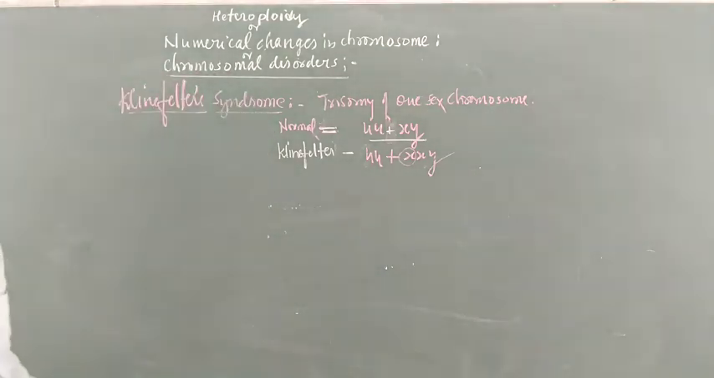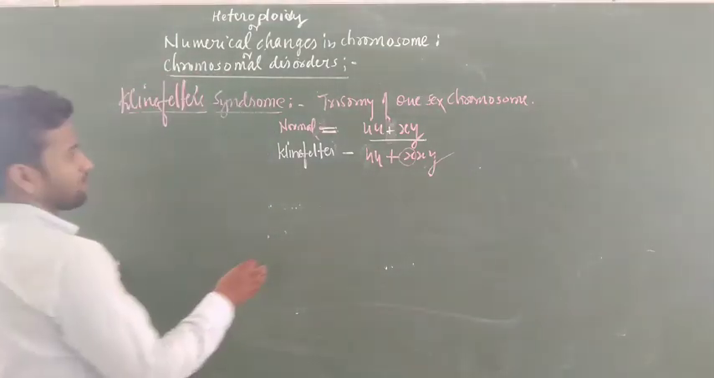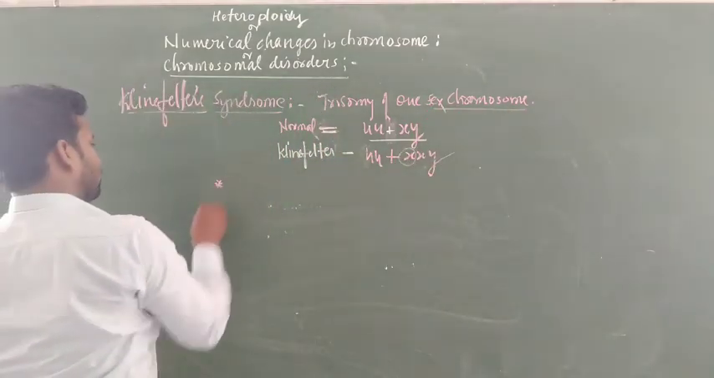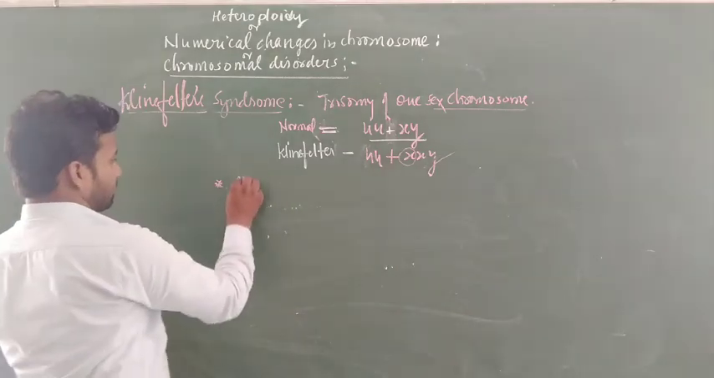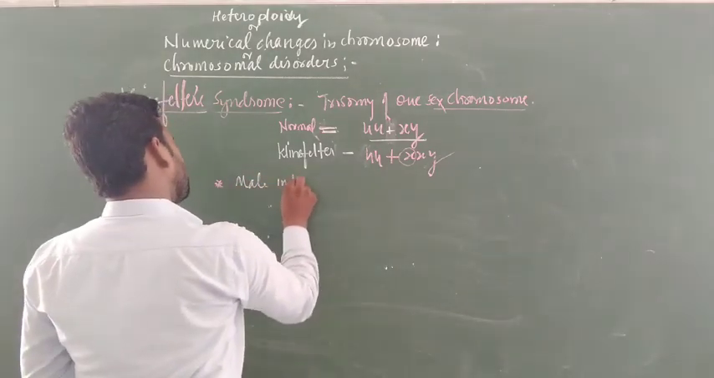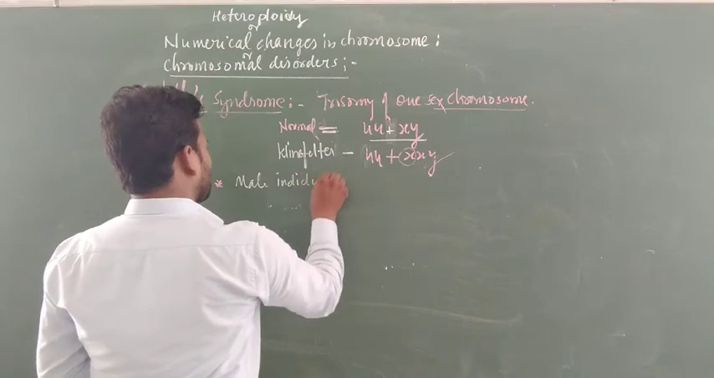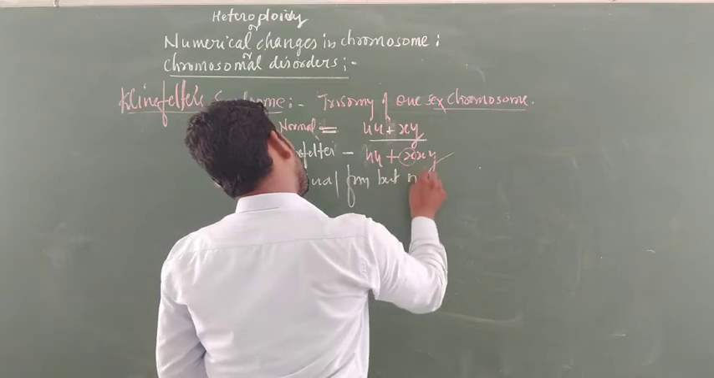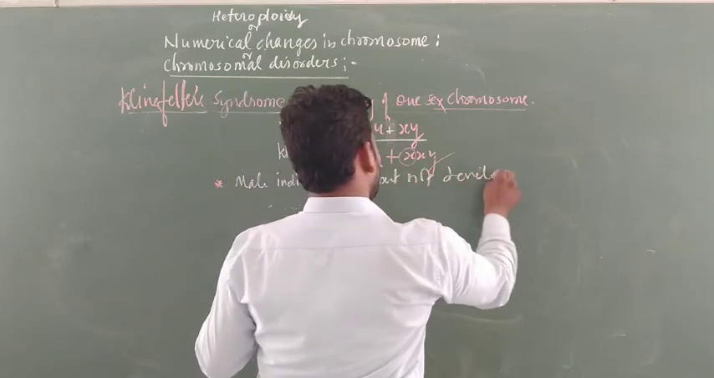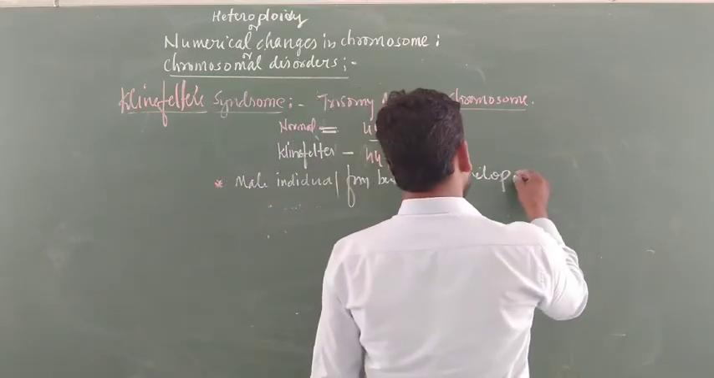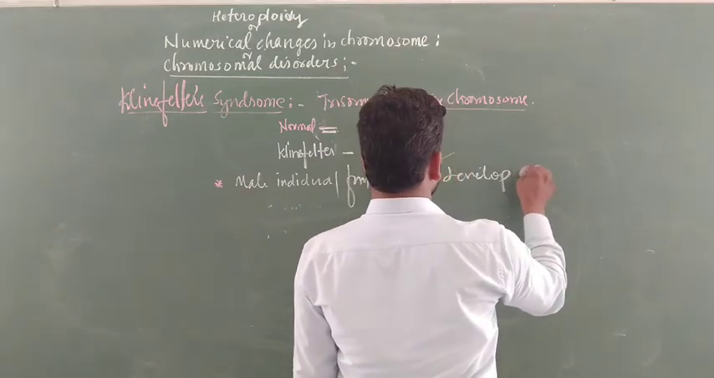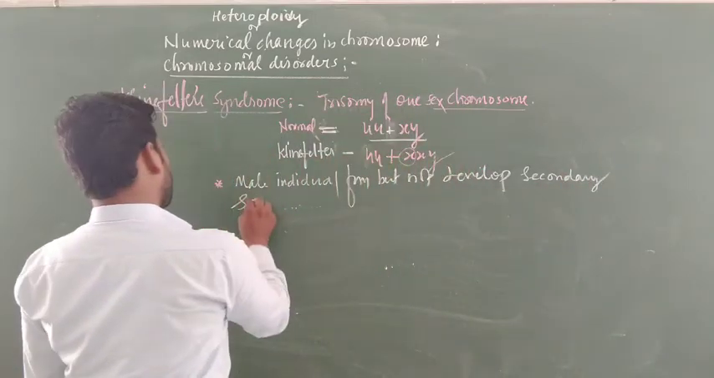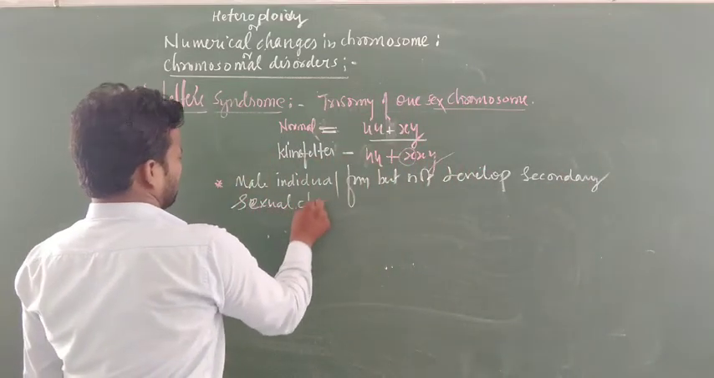This is a disorder of trisomy of sex chromosome. What is the character? Suppose a male individual is formed but does not develop secondary sexual character. Male individual is formed but does not develop secondary sexual character.